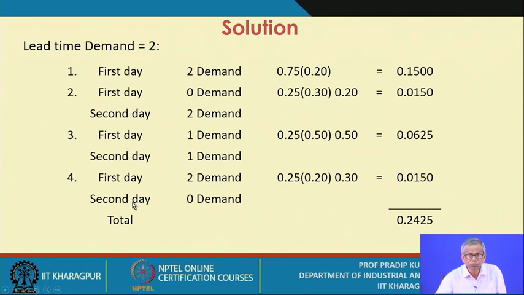Everywhere we consider 2 consecutive days. The corresponding probabilities are 0.25, and then the first day 0 demand 0.30, and the second day the demand is say 2 units, that is 0.20. So similarly we consider all the relevant probability values for 1 unit demand or 2 units demand, and when you add all the individual probabilities, you get the total probability as 0.2425.